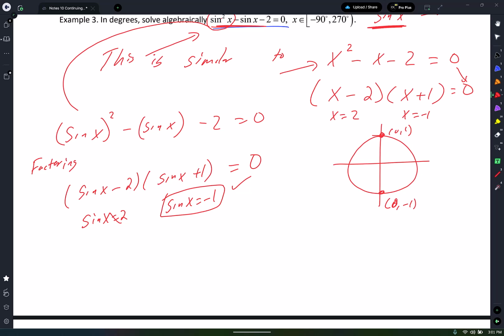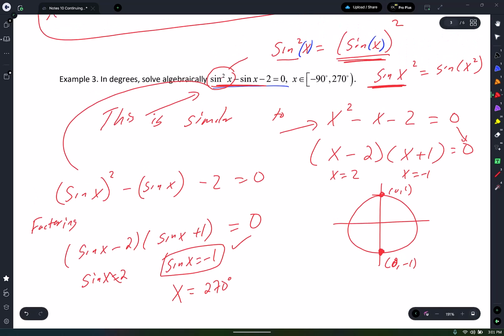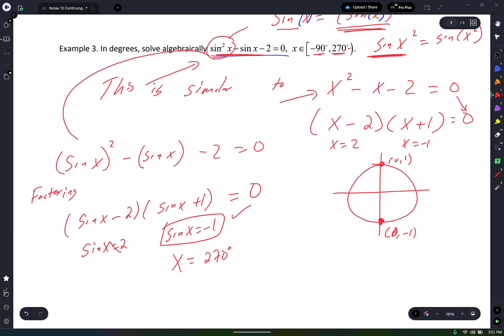So where does that happen? You don't have to do any fancy formulas. We're in degree mode. What degree is this one down here? Okay, I'm gonna write 270 degrees. Then I scroll up and look at this, and it says x, which is my angle, is somewhere between negative 90 up to 270, but not including 270 because of that parenthesis. So is 270 an answer? No. What else could it be besides 270?